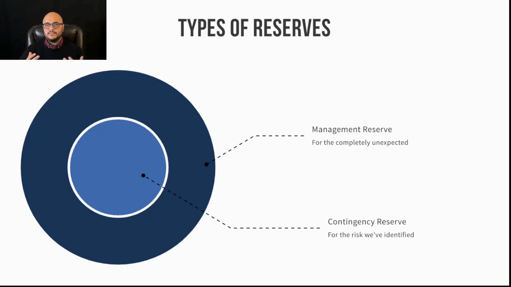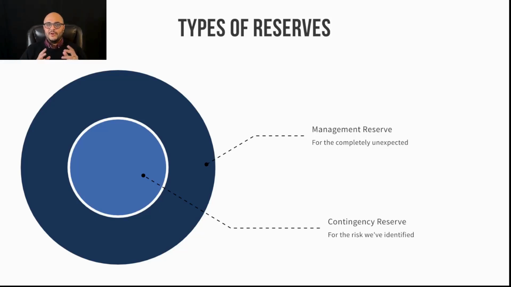A management reserve is for things that we completely do not expect. Unknown unknowns. Risks I haven't identified, I didn't know about, and they have happened. That's what's called a management reserve. Money for things that I don't know what they are or if they could happen. You don't know what you don't know, right?